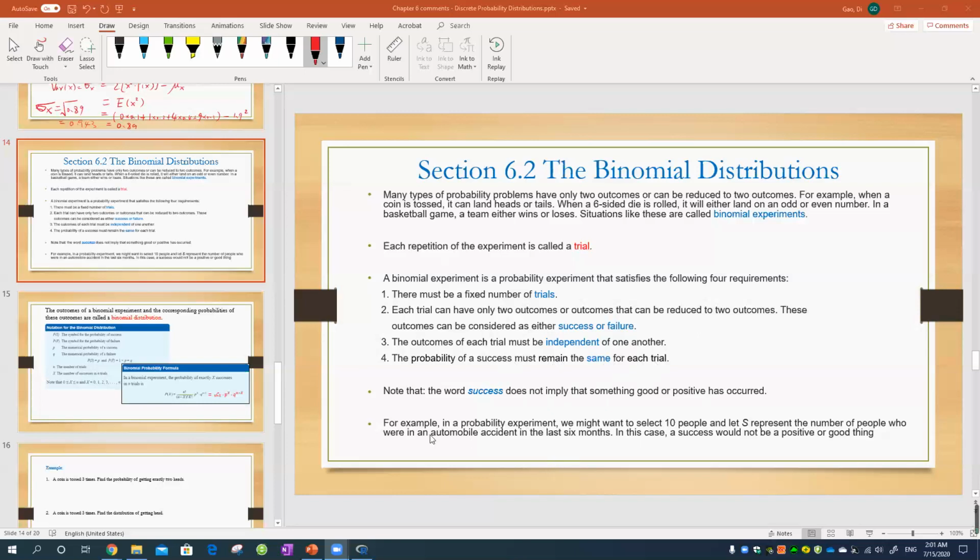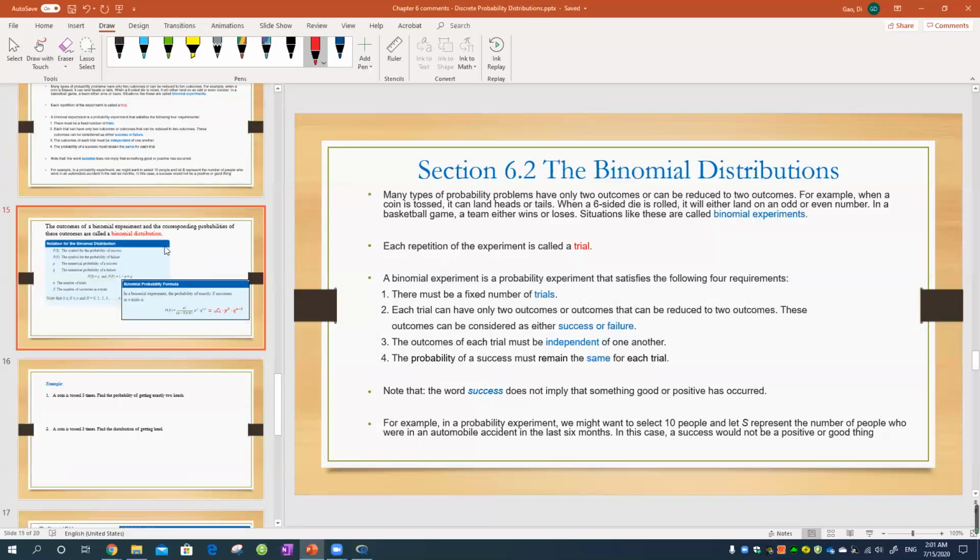Another example, in a probability experiment, we might want to select 10 people and let success represent the number of people who were in an automobile accident in the last 6 months. In this case, the success would not be a positive or good thing, but still we call it a success. The success means something that we focus on.